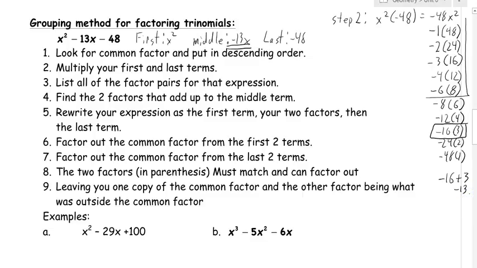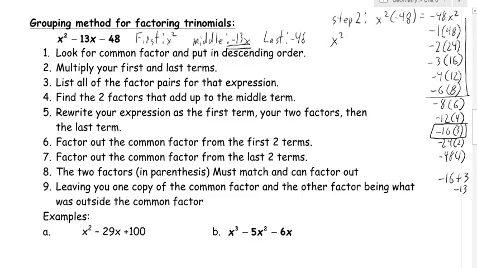So I found the two numbers that multiply together to be the first times the last and add together to be the middle. So now I can do the actual factoring.